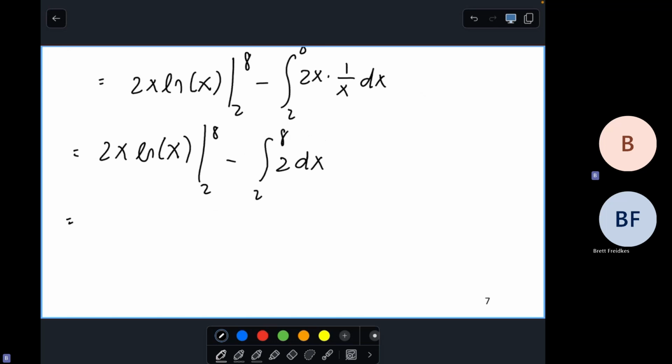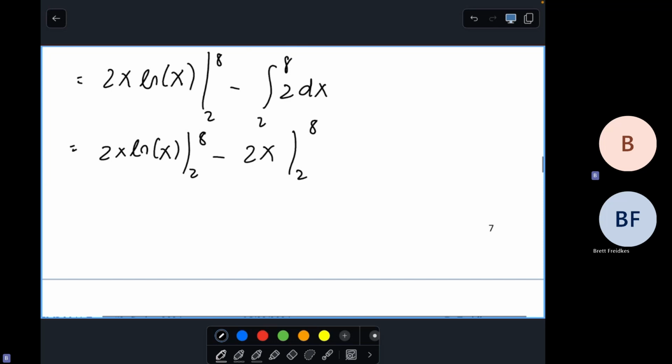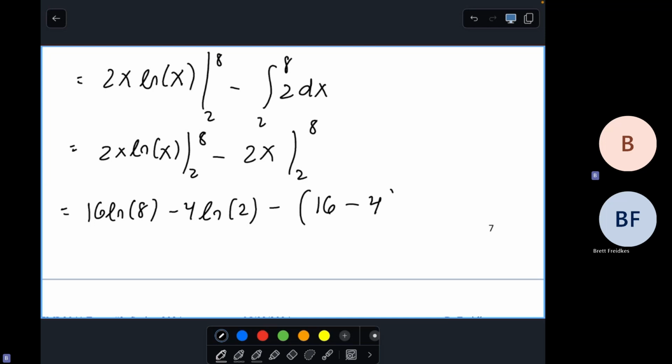So we'll plug in our bounds. Oh, we'll integrate this first, I guess. 2x ln x from 2 to the 8 minus 2x from 2 to 8. This will be 16 ln 8 minus 4 ln 2 minus 16 minus 4. Did I do that right? Probably. That's funny. You should get 18.49 or something like that. That ends up being a true value of your integral.